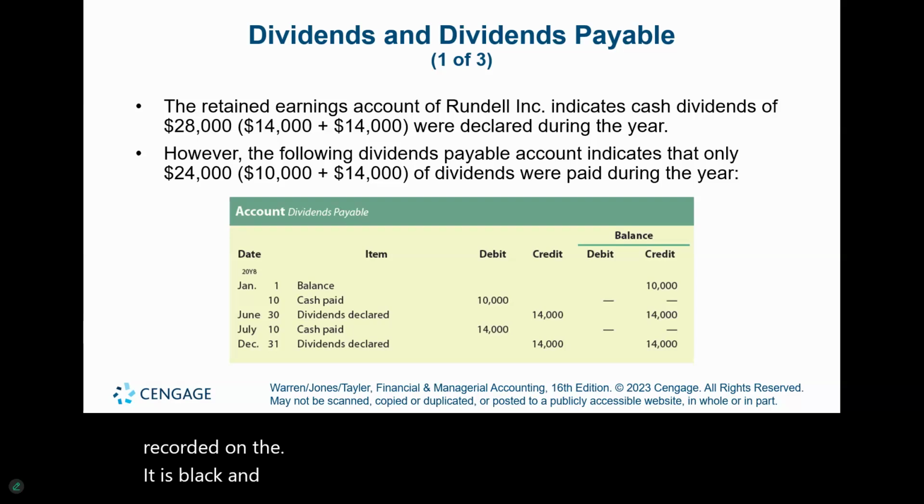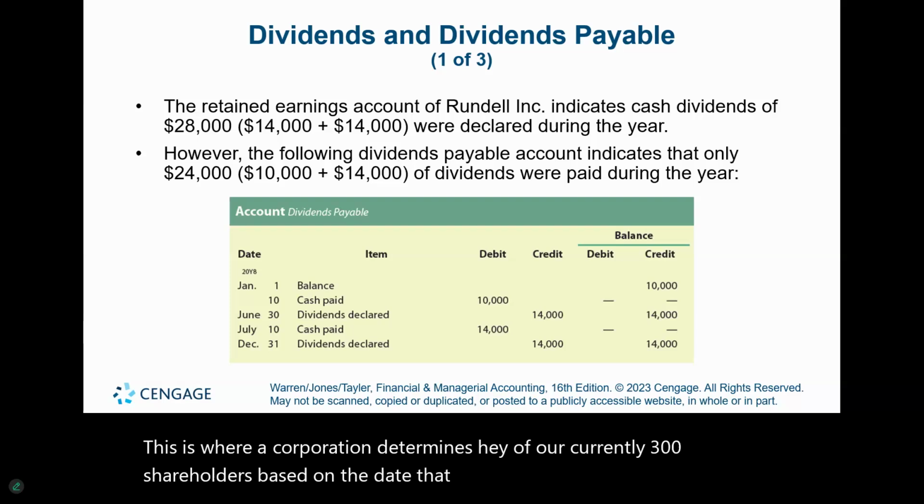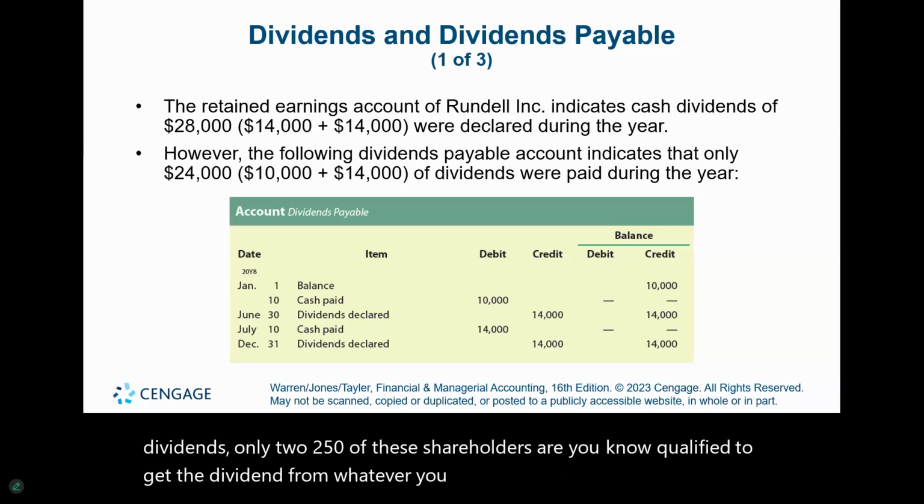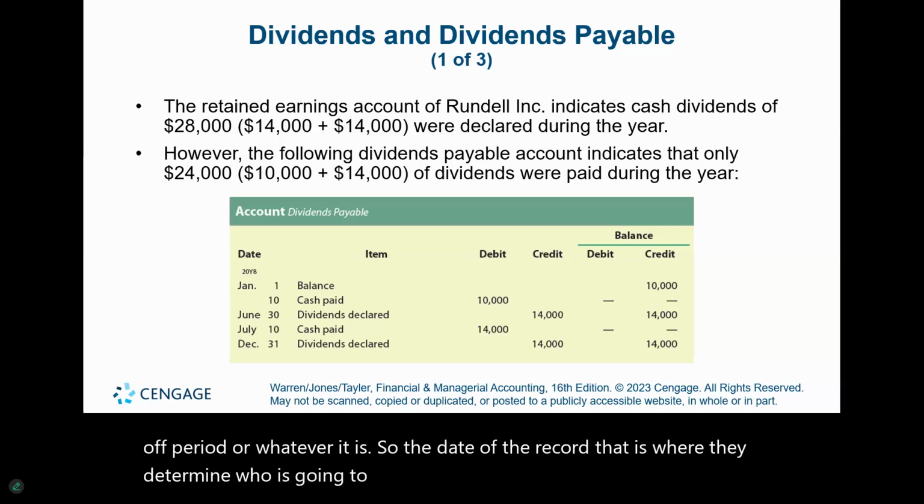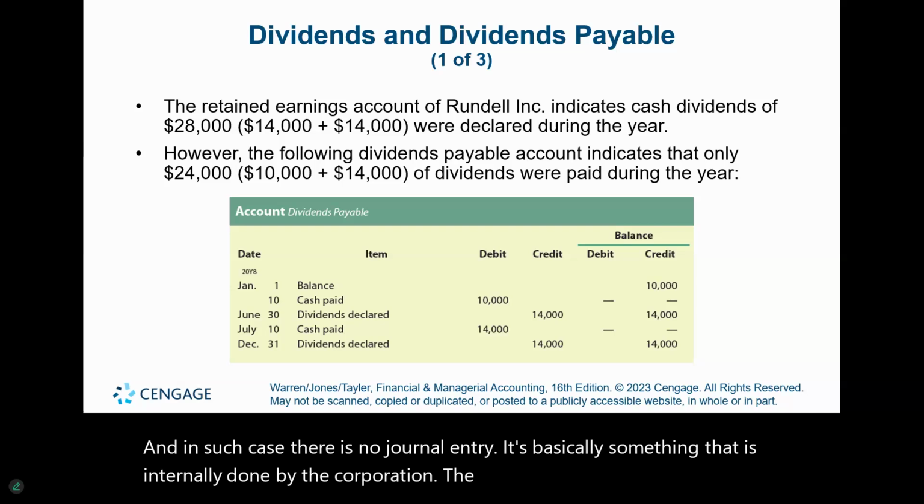The second date is the date of record. On this date, the corporation determines, hey, of our currently 300 shareholders, based on the date that we determine we are going to pay dividends, only 250 of these shareholders are qualified to get the dividend, whatever the cutoff period is. So the date of record is where they determine who is going to be receiving dividends. And in such case, there is no journal entry. It's basically something that is done internally by the corporation. The key thing is just determining who's going to get the money.